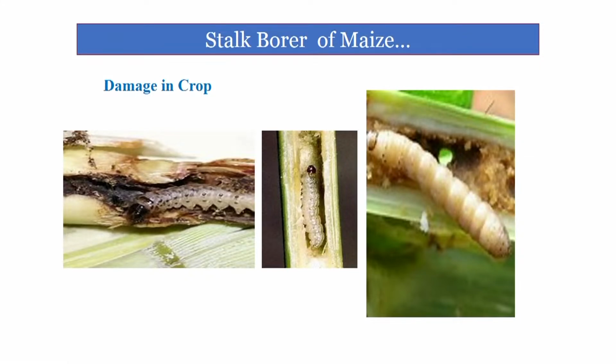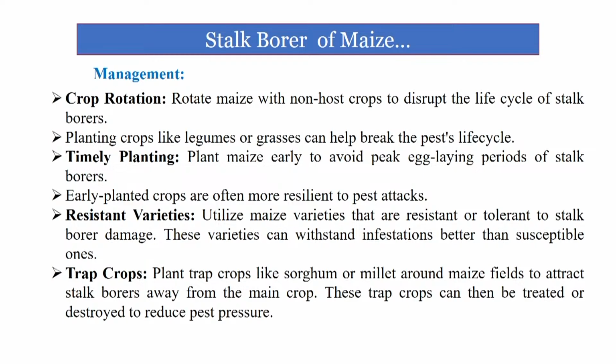You can see here the damage of the crop, how the insect is creating tunnels in the stems and boring the overall stem by its feeding behavior. And stalk borer you can manage with the help of crop rotation, with non-host crops, to disturb the life cycle of the stalk borer. Planting crops like legumes or some grasses can help to break the pest life cycle also.